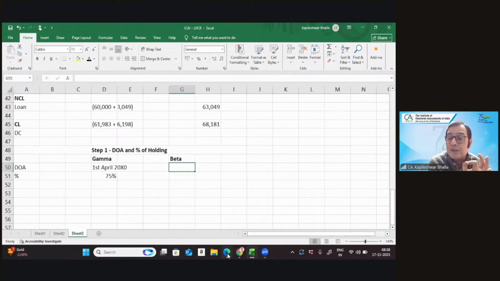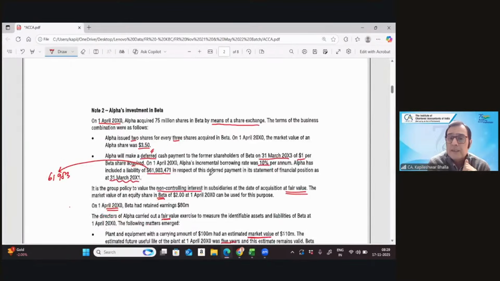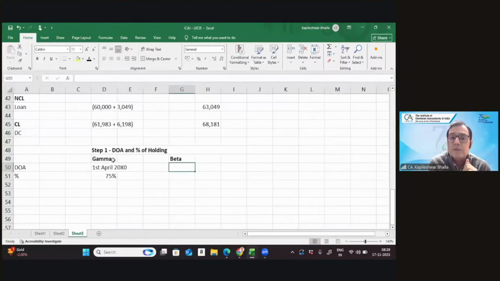And in terms of Beta, this is the company we've taken. This is Beta and this is Gamma. So the date of acquisition is done for the subsidiary and the percentage.